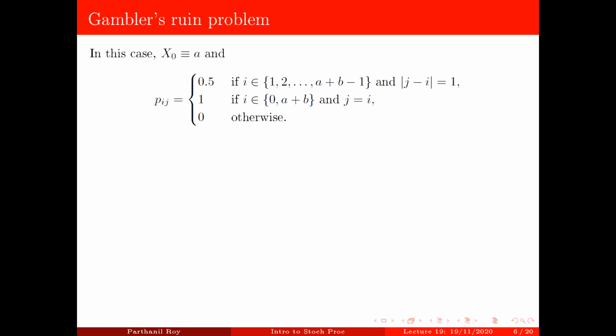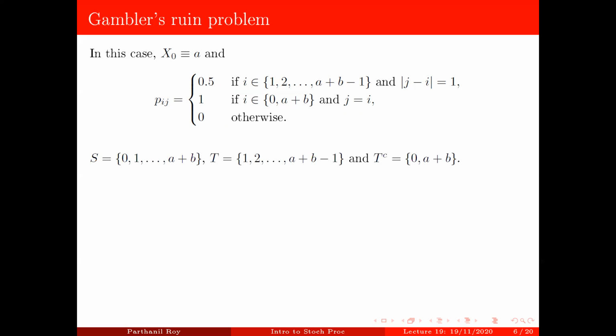So in this case, remember that Xn denotes the amount of money A has after n tosses, right? So therefore, X0 is A identically. So this Markov chain starts at A, and the transition matrix is given by this. This is something we have already discussed. If your i is one of the interior values, not the value 0 or A plus B, then we'll go to one of the neighbors with probability half. Either we'll move to i plus 1 or i minus 1 with probability half. On the other hand, if i is either 0 or A plus B, one of the terminal values, then we'll just remain the same. So P00 will be 1 and P(A+B)(A+B) will be 1. And of course, all other transitions have probability 0.